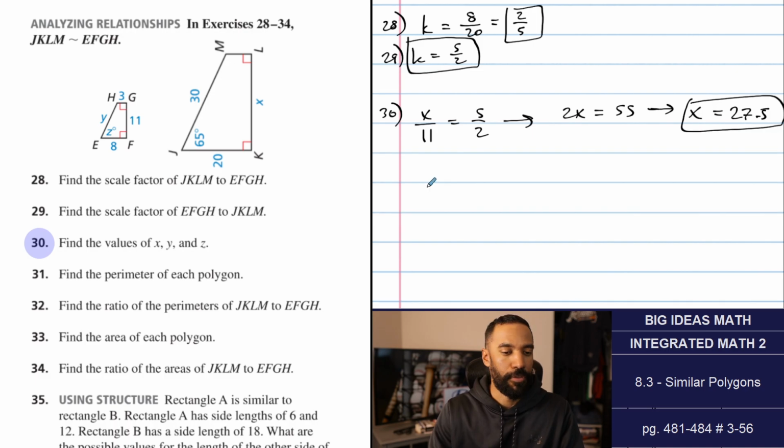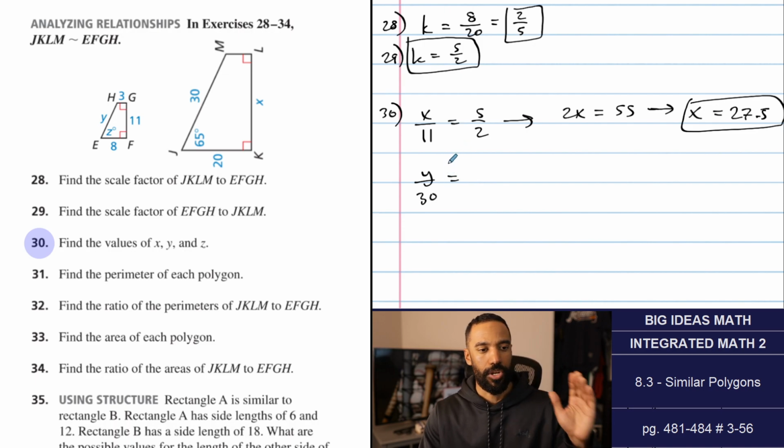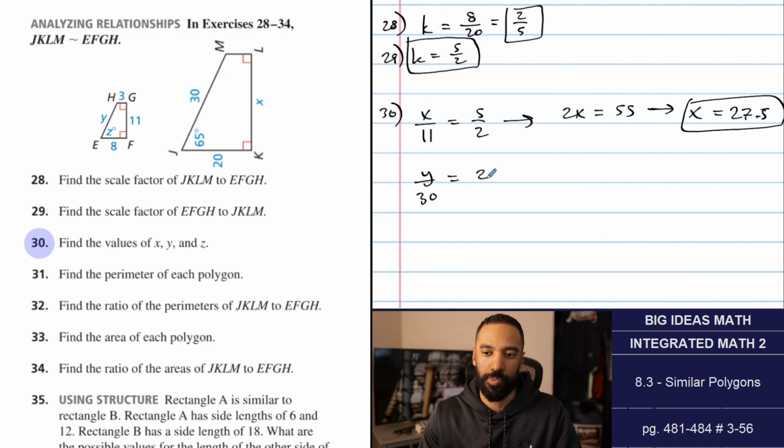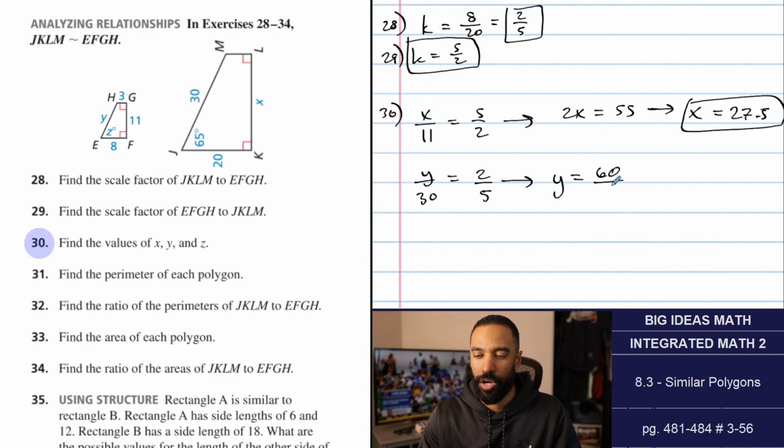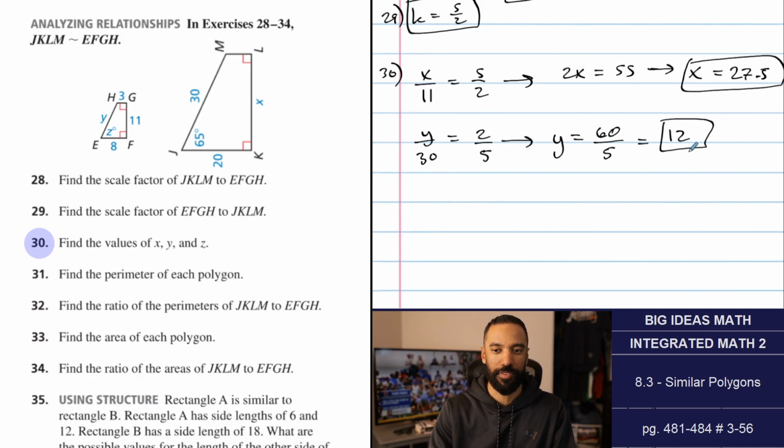I think that's the answer. That's not it for 30. We still need Y and Z. Now let's go, Y is to 30. Notice how I went from small to big. So let's go small, big. 2 is to 5. Just multiply both sides by 30. I should have done that with the X. So we get Y is 60 over 5, which is 12. 12 units in length. That's 2/5 of 30.